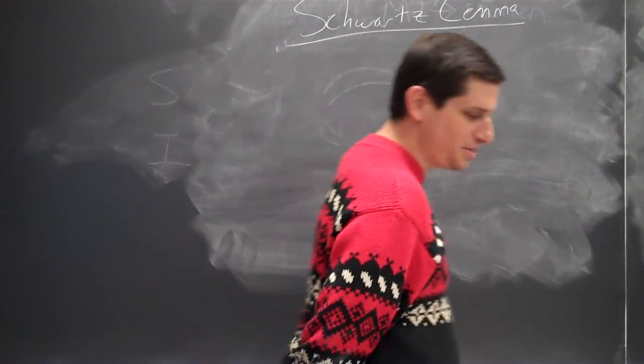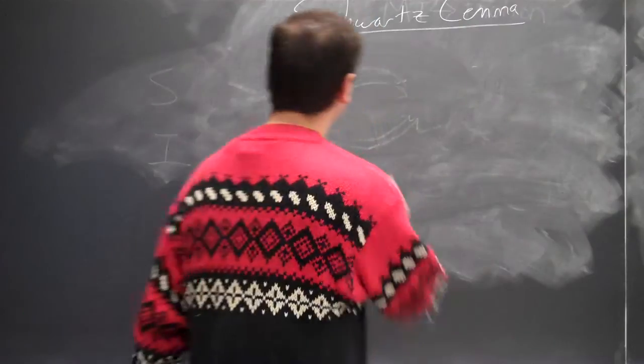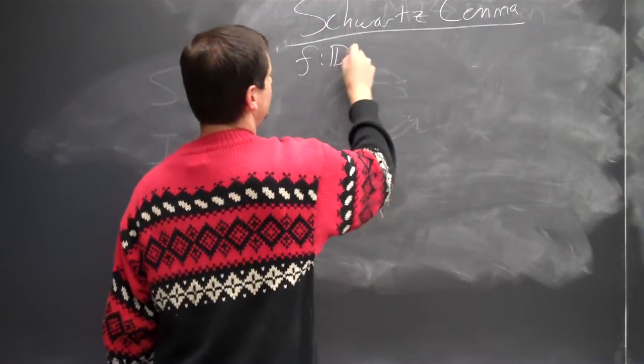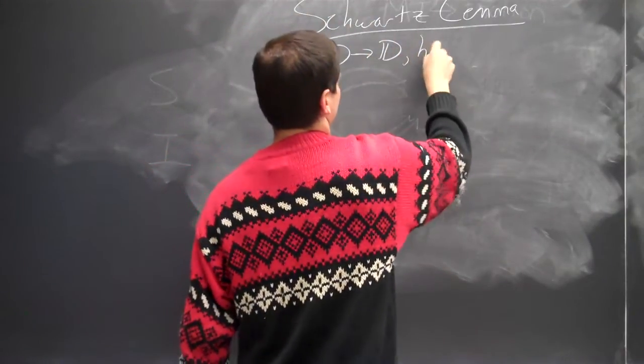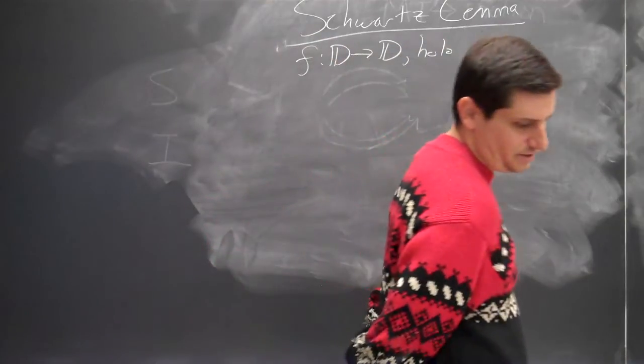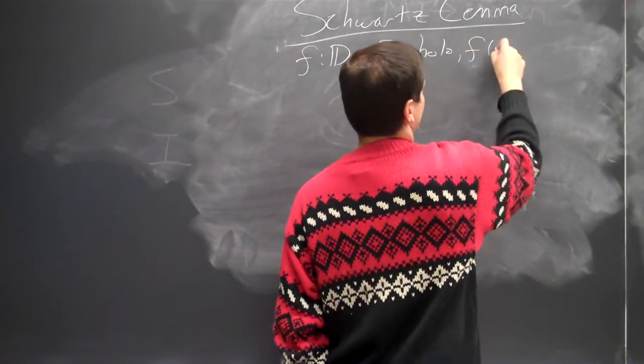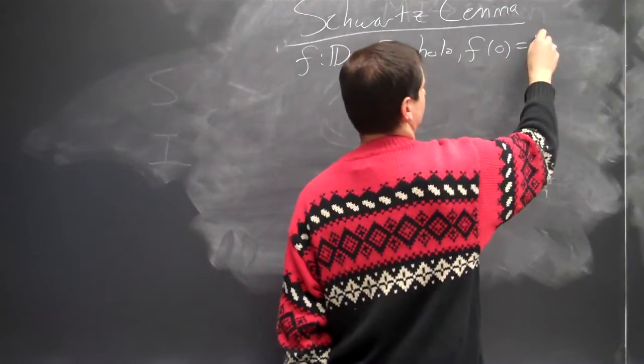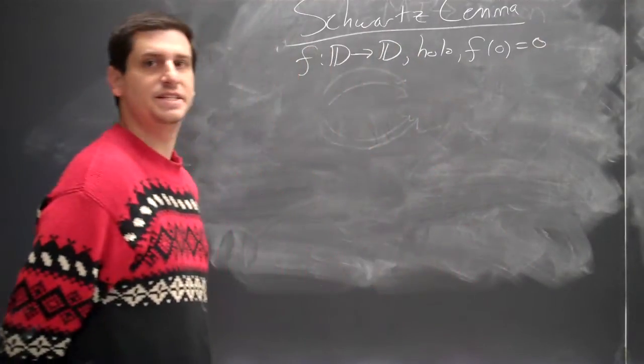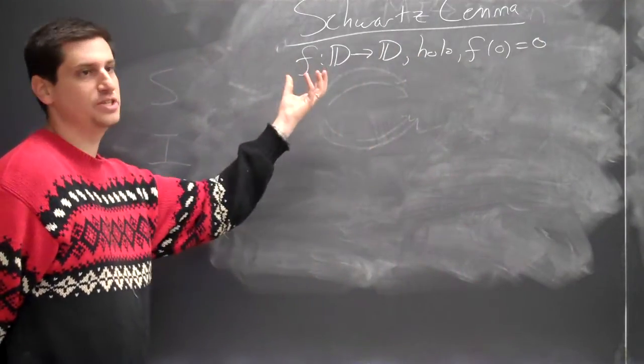Okay, so there's 3 parts to the Schwarz Lemma. We're going to let f be a mapping from the unit disk to the unit disk. It's going to be holomorphic. I think we will normalize it so f sends 0 to 0. It's not a big deal to assume that f sends 0 to 0.